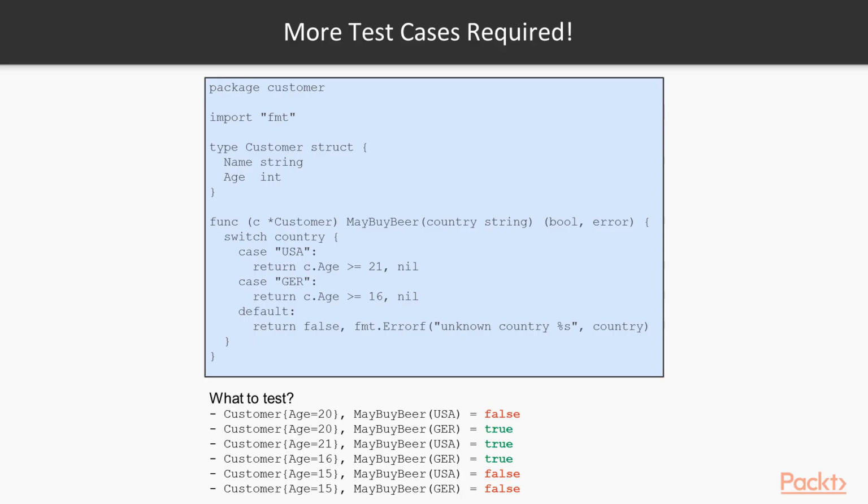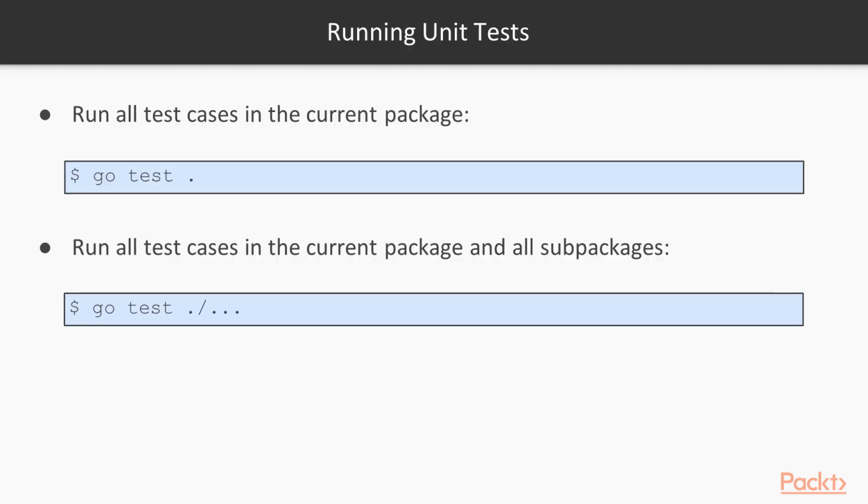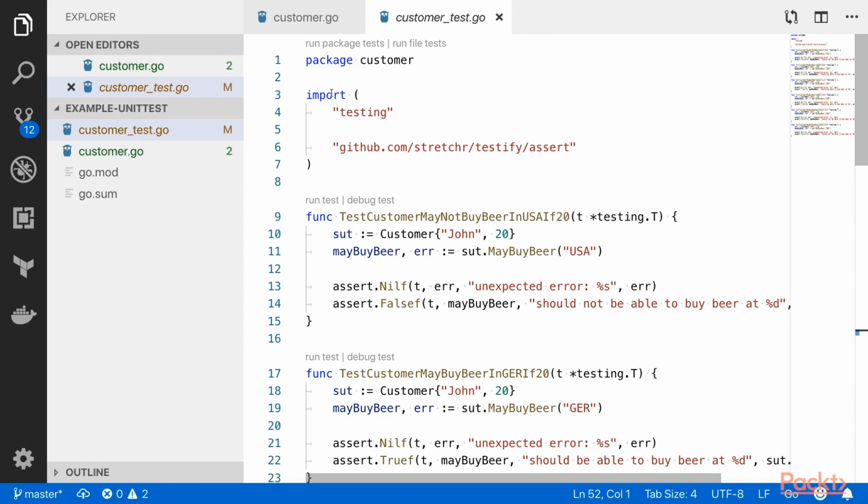Of course, a single test case is in most cases not really useful for really testing a function. Typically, you will need to devise a set of test scenarios that covers all possible cases that your unit under test should encounter. And then you'll have to write test cases for all of them. Once you have written your test cases, you can use the go test command on the command line to actually run them. Let's have a look at how this works in action.